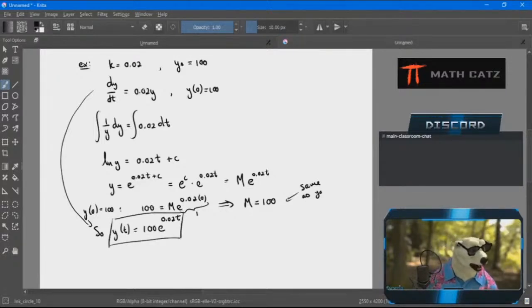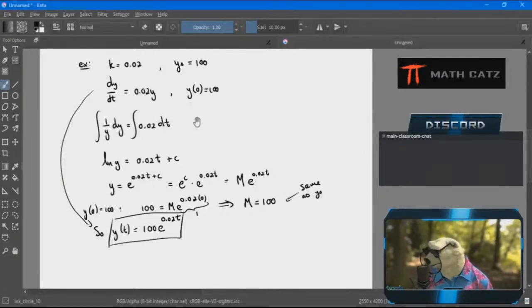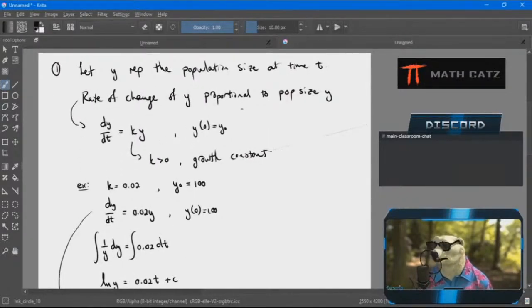And then I can use that function to ask questions such as, given a certain time, what is the population size at that time? Given a certain population, what is the time when I get that population size? And a variety of other questions. But they all come from that function, which in turn comes from the differential equation, which in turn comes from the fact that the growth rate is proportional to the population size at that time. And we've done some variety of problems on that kind of basic population growth.